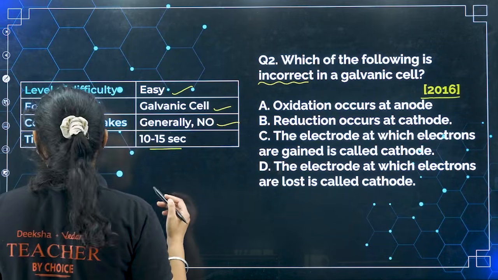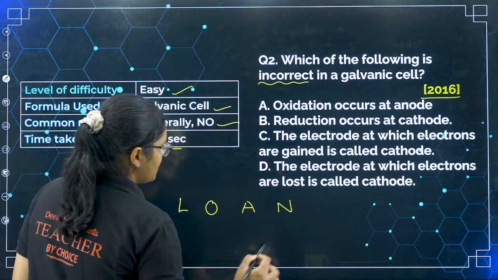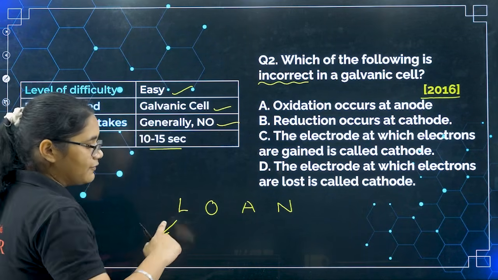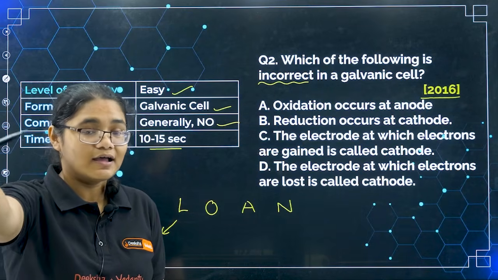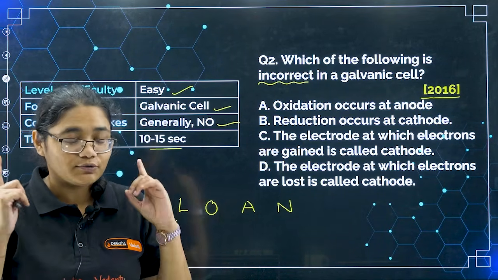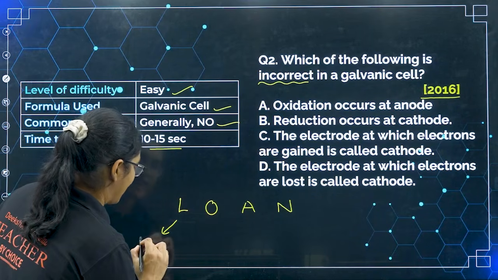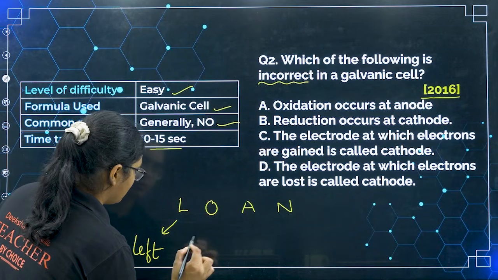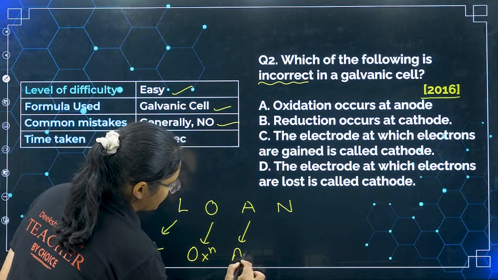If you have remembered, I have taught you a mnemonic, that is LOAN. What does L stand for? I want all of you to write this mnemonic in the comment section quickly, so that you will remember it forever in your life. So what does L stand for? L stands for left, O stands for oxidation, A stands for anode.